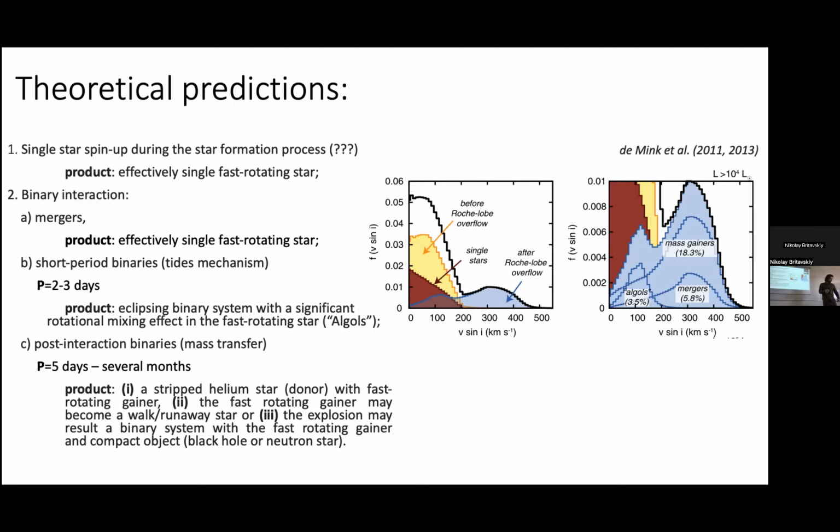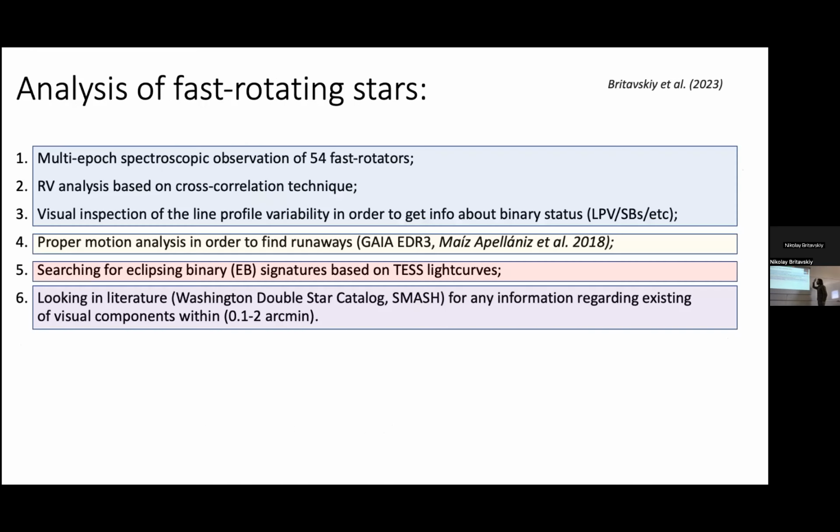So we have predictions, we have this empirical distribution, and now we study them in detail. To do this, we have in total 54 fast rotators in our galaxy, and we did everything we could with all the tools we have in our hands: multi-epoch analysis, proper motion analysis, investigating all TESS light curves, since later I will show you how TESS looks perfect at some point in terms of the size of the pixel. We were also looking for some visual component around it. Now I will just show you some results of what we have found.